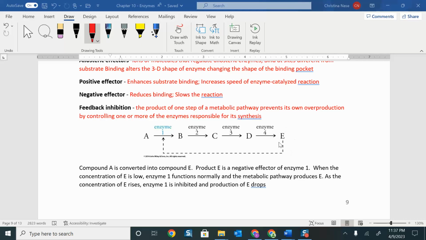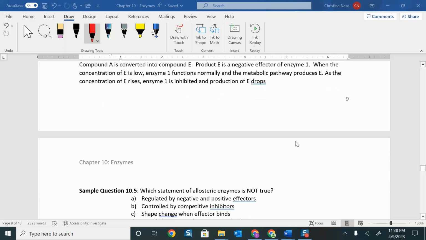Suppose once E starts to build up, then you want to shut this reaction down because you don't want to get too much of this. When you have enough, if it's sitting around there, you're going to have enough. It'll serve as a negative effector, and it's going to stop this process. So it'll inhibit that process, and then the amount of E that you have there will drop.